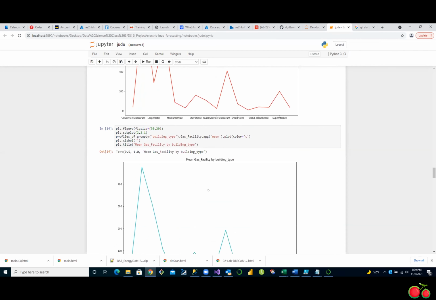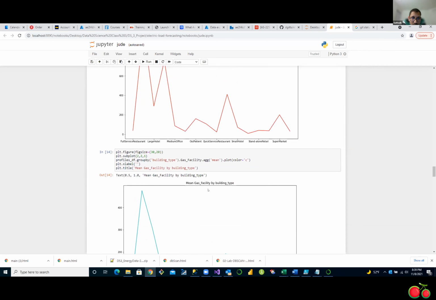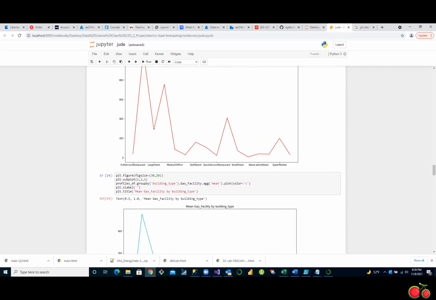But surprisingly, large hotel still uses more, because it's right here. I would think large hotel should be comparable to full service restaurant. But large hotels don't really use much light. If you look at it, they have rooms, and if the rooms are not occupied, the lights are off. Yeah, that makes sense. That's awesome. That's good. Scroll down.